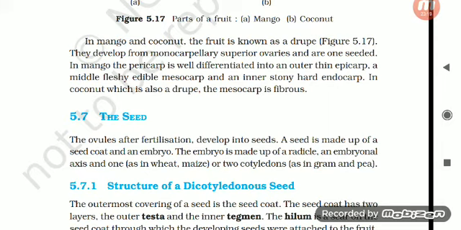5.7 The seed. The ovules after fertilization develop into seed. A seed is made up of a seed coat and an embryo. The embryo is made up of a radicle, an embryonal axis, and one cotyledon, as in wheat and maize, or two cotyledons, as in gram and pea.